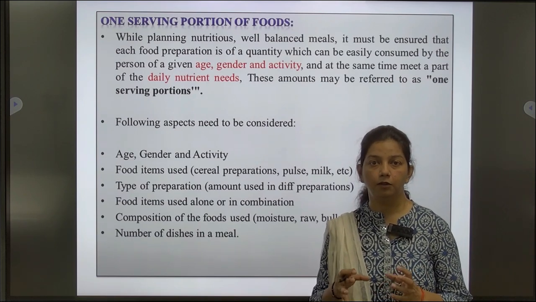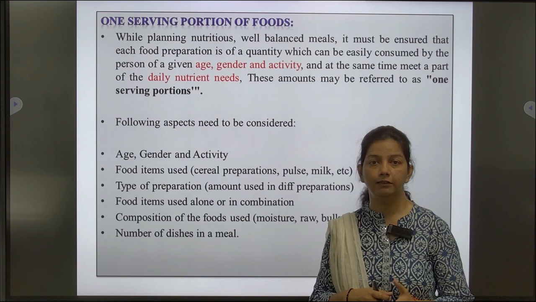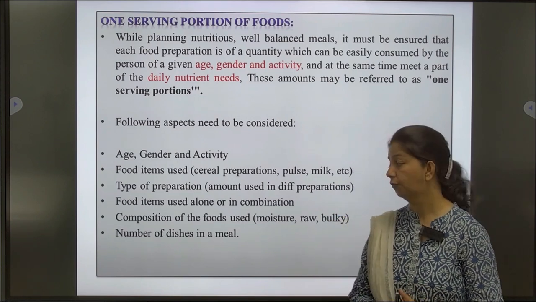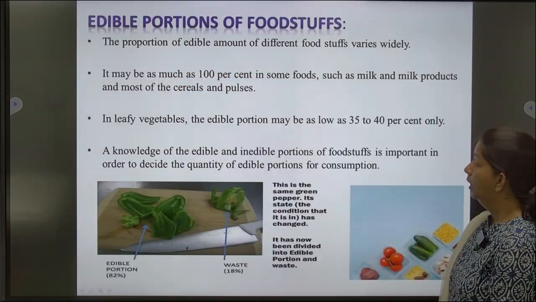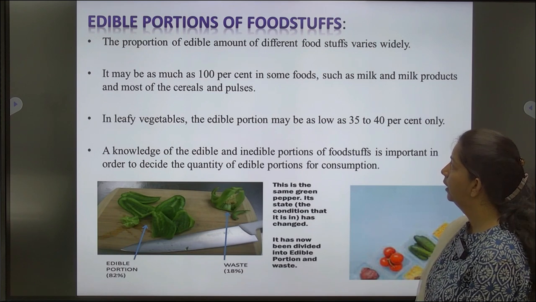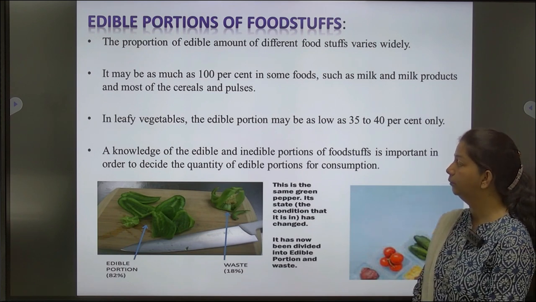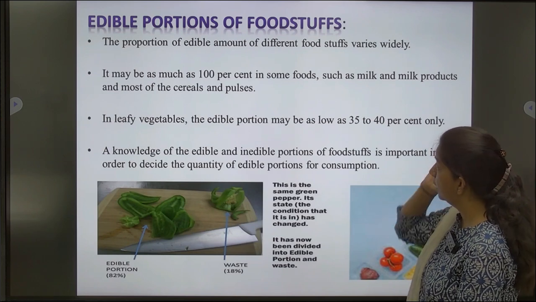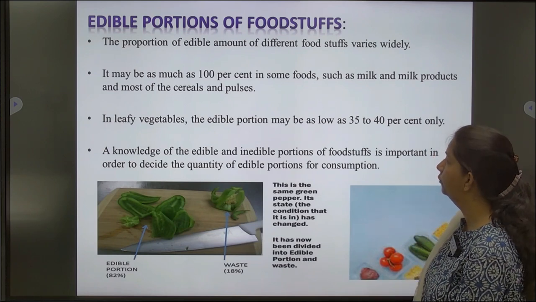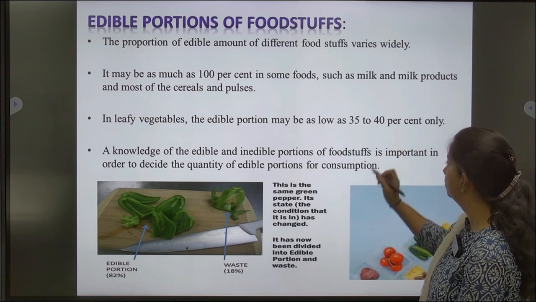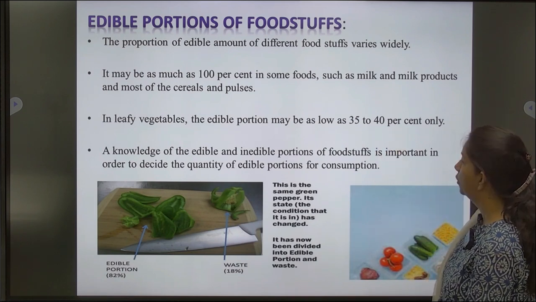If the meal combinations or the numbers are less, like 2 or 3, then the nutrient composition and the number of difference one serving is. This picture gives you a perfect example of edible portion. Some food items have 100% of the edible portion, while others have 80 to 90% or 50%. Like leafy vegetables, edible portion may be from 30 to 40%.